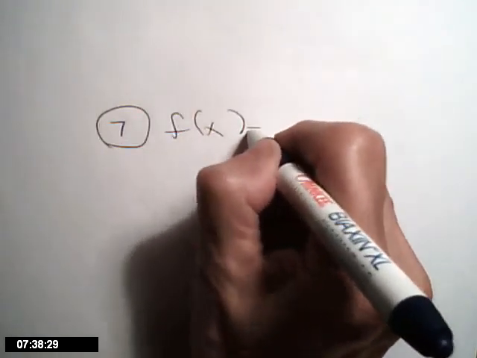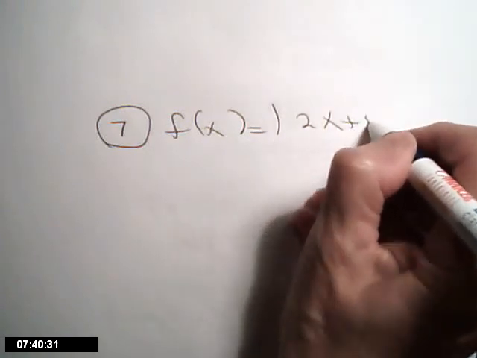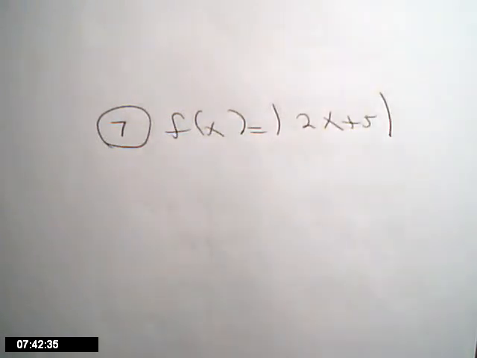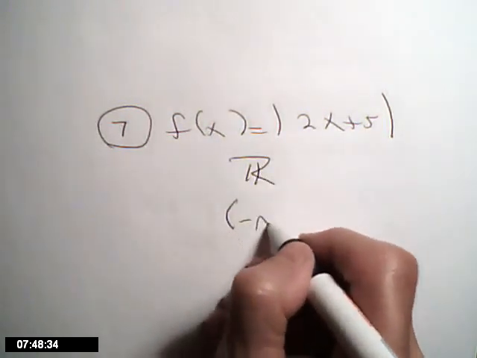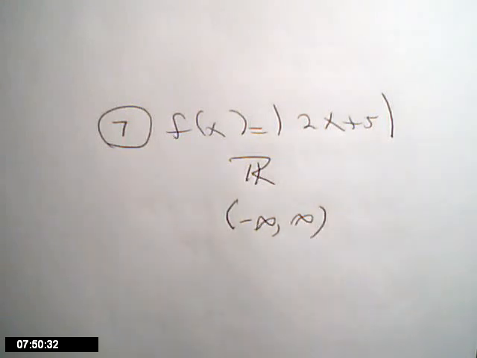One more, number 7, f of x equals 2x plus 5. You have no fraction, you have no radical, so your answer is all real numbers, negative infinity to positive infinity.